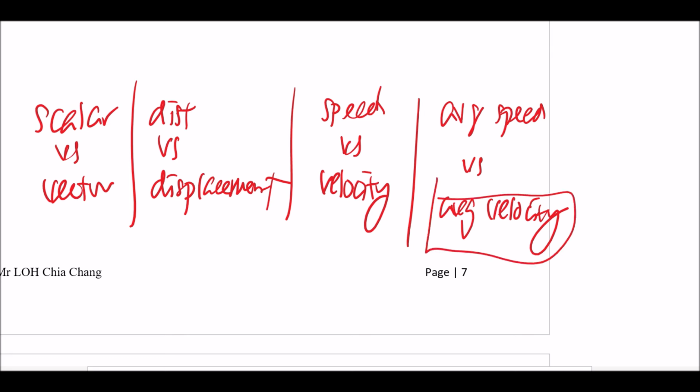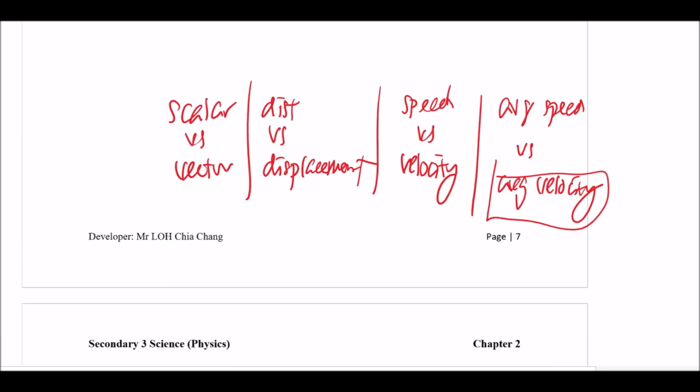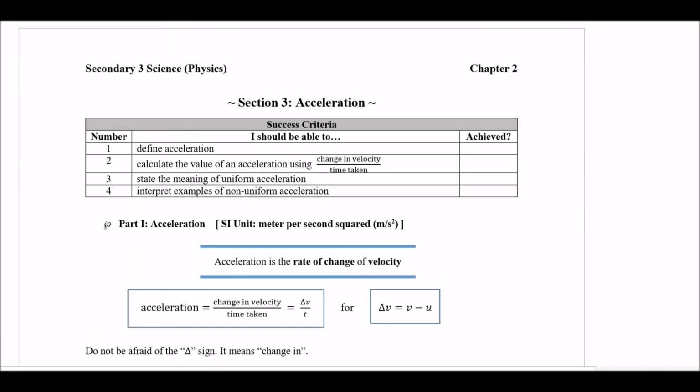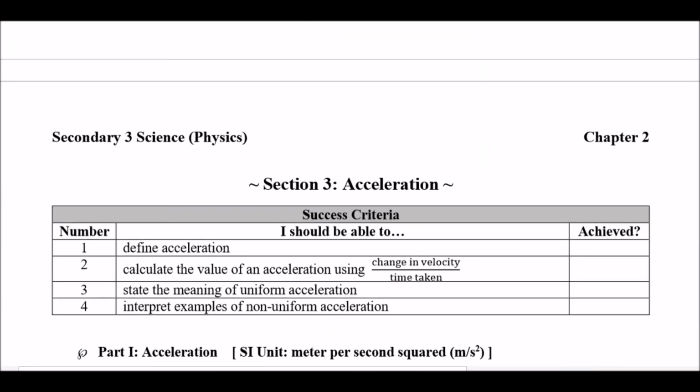So the next concept we need to know is called acceleration, right? Now, if you already know a bit of science, you will know that acceleration is sort of like speeding up.